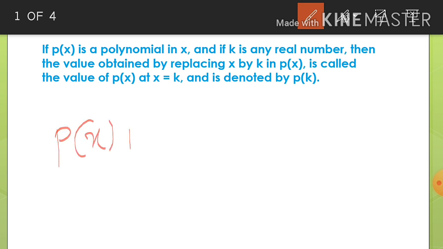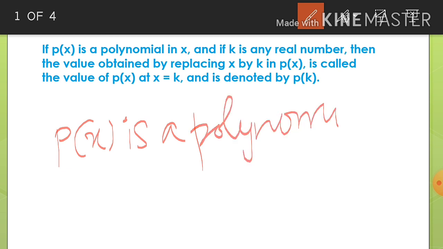P of x is a polynomial in x. Let us take an example: 2x plus 3. This is an example of a polynomial. 2x plus 3 is a polynomial in x, and k is any real number. Then the value obtained by replacing x by k in p of x is called the value of p of x at k.